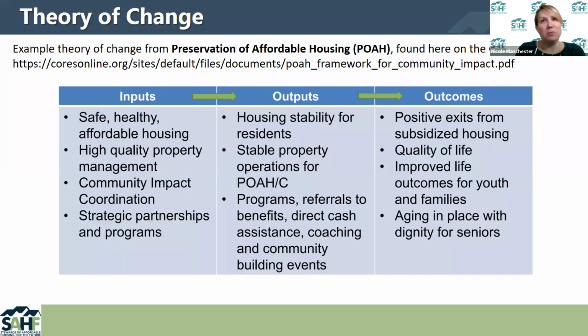And then they anticipate that in a long-term way, the positive outcomes we'll see will be more positive exits or move-outs from their housing, improved quality of life, improved life outcomes for youth and family, and helping seniors be able to age in place. So this is how they've formulated the outcomes they expect to see from the programs and services that they're offering. Next slide.